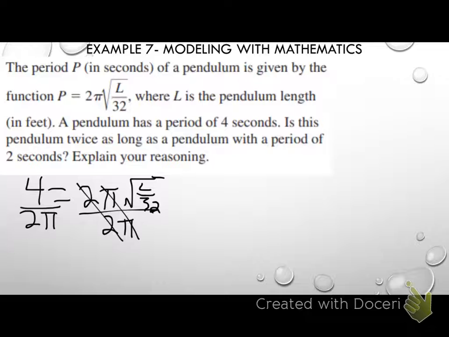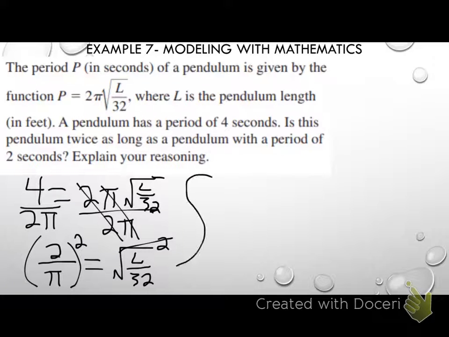Four over 2 pi would reduce down to what? Not 2 pi. 1 pi. 2 over pi. The 4 and 2 would simplify to 2 over 1, or just 2 over pi, right? Equals square root of L over 32. Is the square root now by itself? Yeah, it is. So how do I get rid of the square root? Square both sides, right?